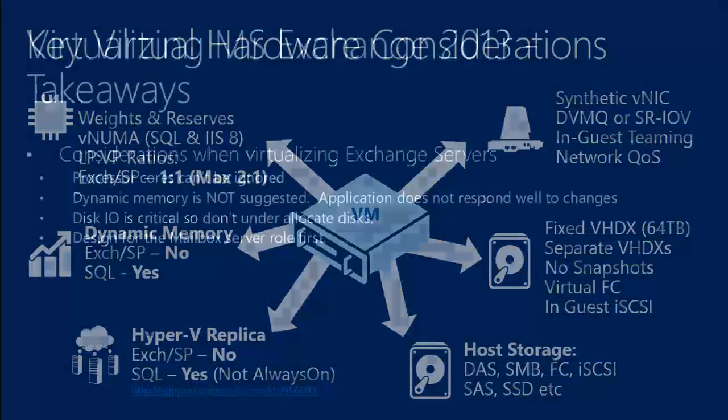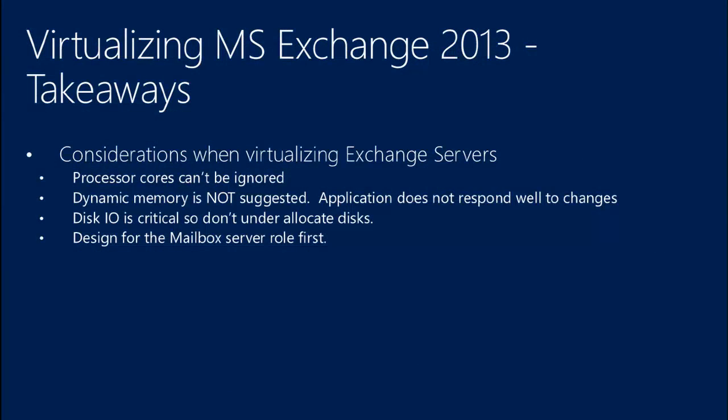Okay. So with regards to virtualizing Exchange and the considerations, just to reiterate some of the stuff we went over, we spoke about the hardware requirements, things like you can't ignore the number of processor cores. Dynamic memory is not recommended, although it is supported in Hyper-V. The application doesn't respond well to that. Disk I/O is also critical for those roles, and when you're designing that architecture, always start with the mailbox server and then work on your other server roles after the fact.